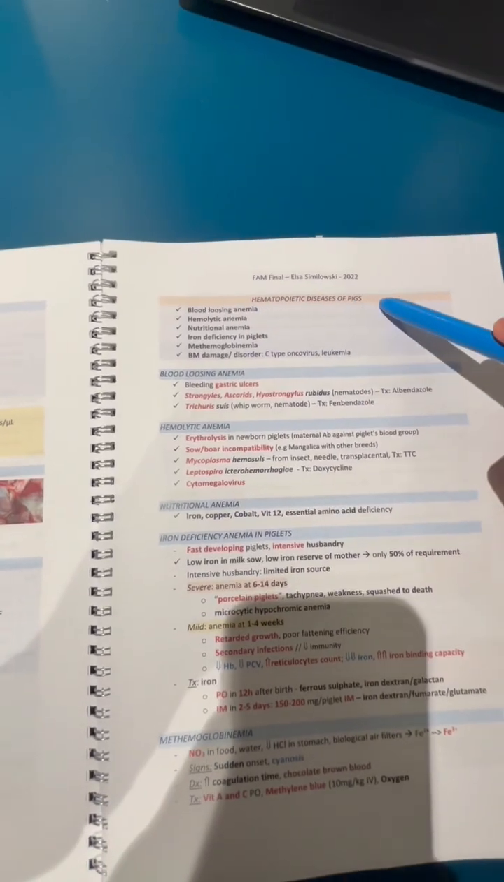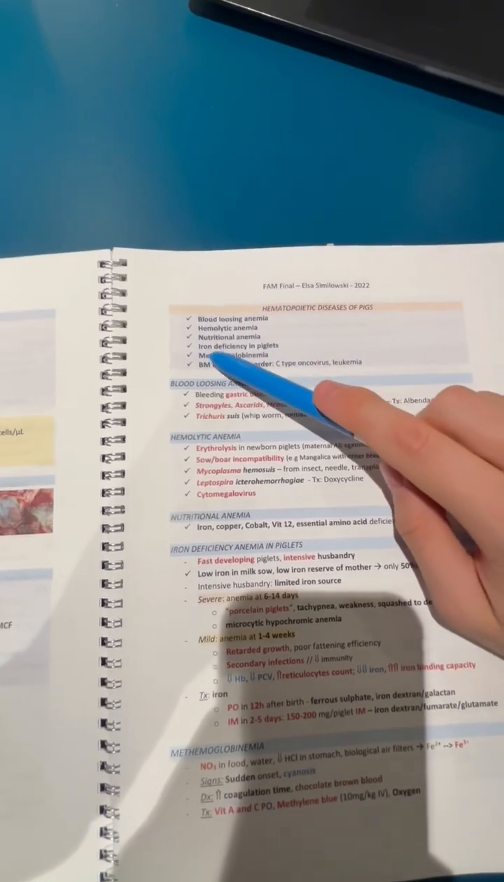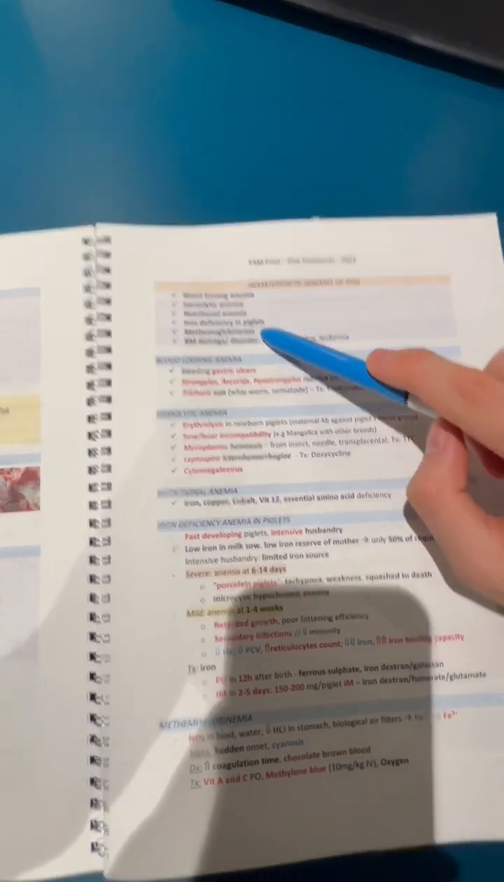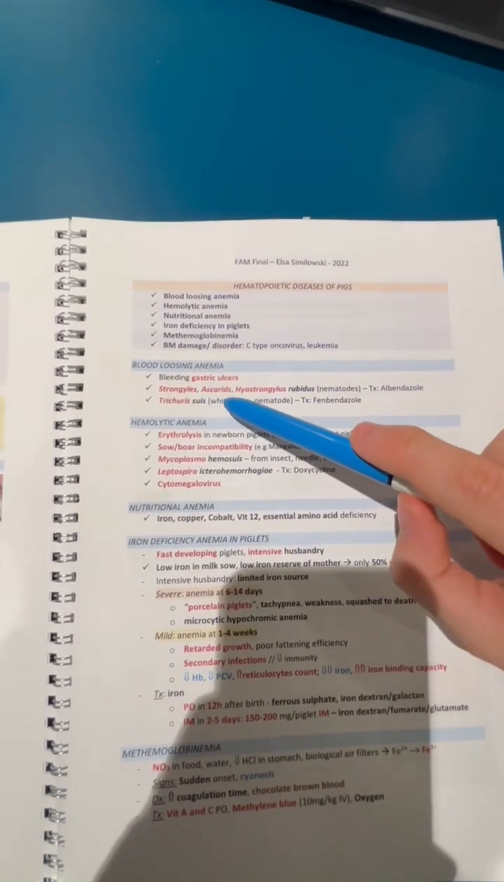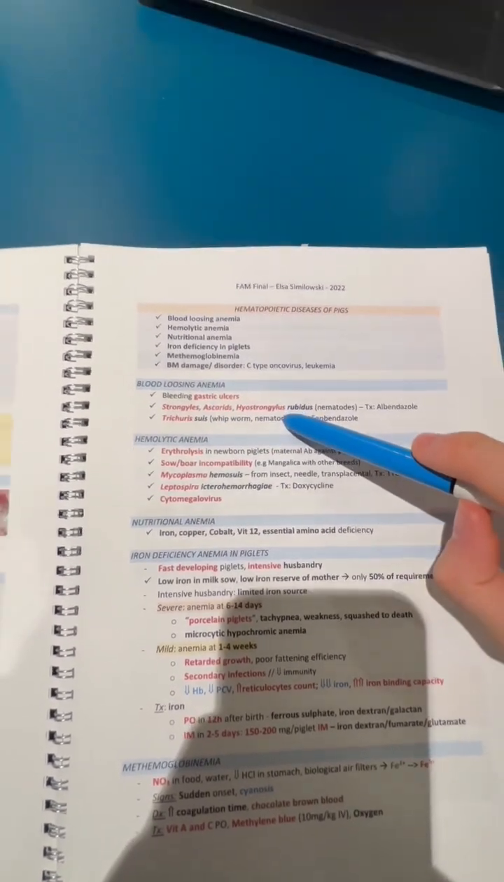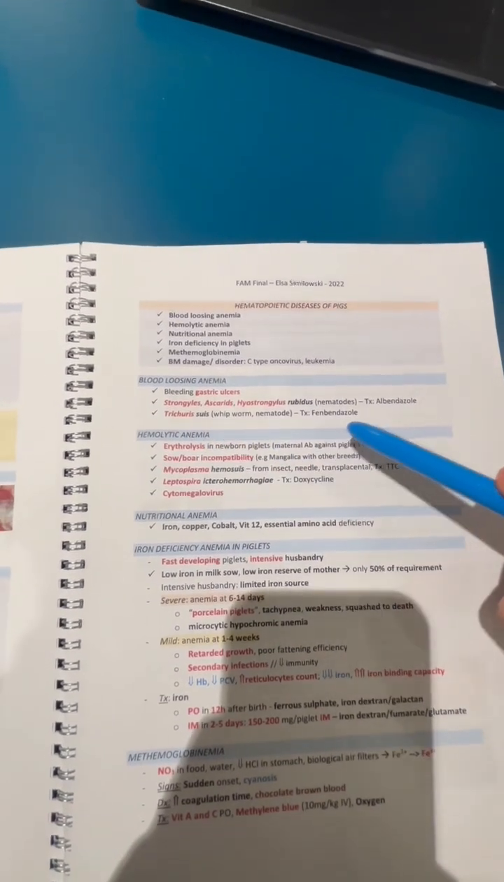Hematopoietic diseases of pigs. This includes blood-losing anemia, hemolytic anemia, nutritional anemia, and iron deficiency in piglets, and methemoglobinemia. Blood-losing anemias can be caused by bleeding gastric ulcers, strongyles, Ascarids, and Hyostrongylus. You treat with albendazole, as well as Trichuris suis, and you treat with fenbendazole.